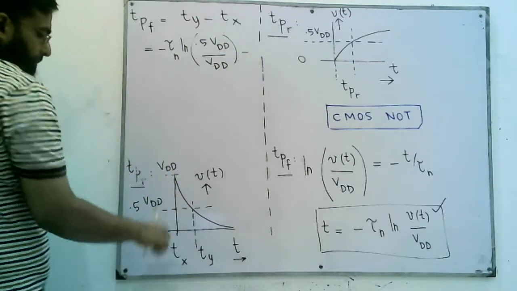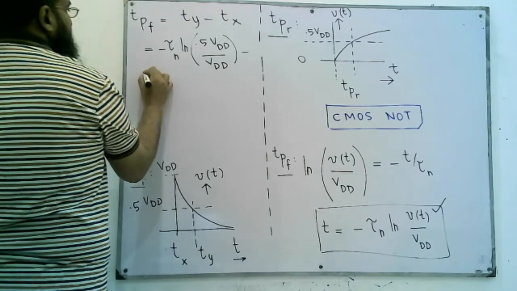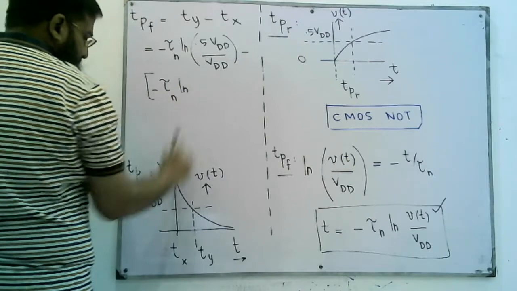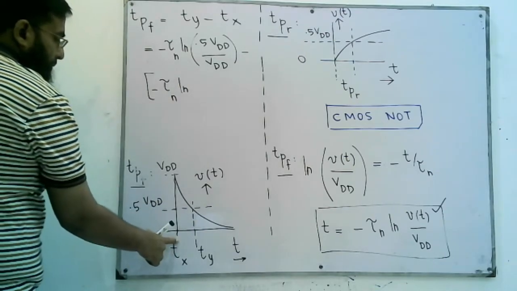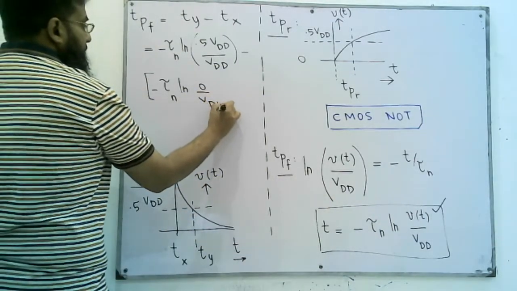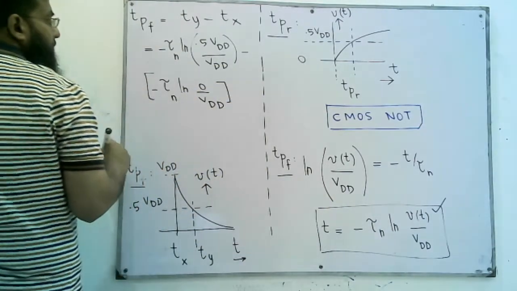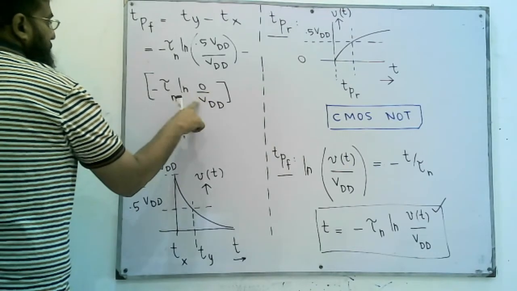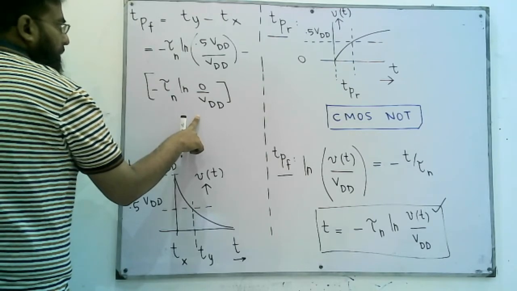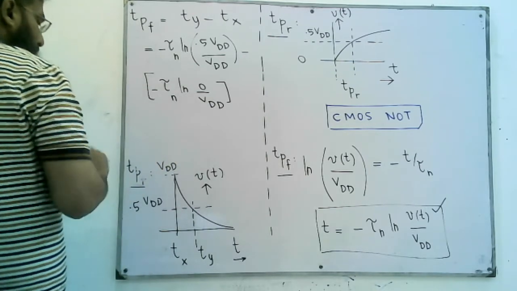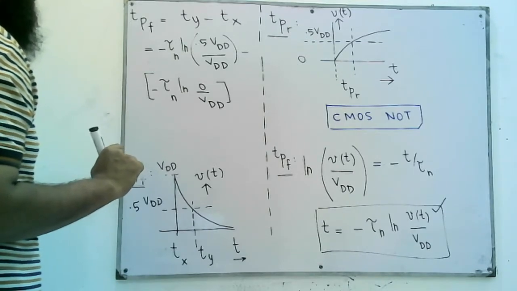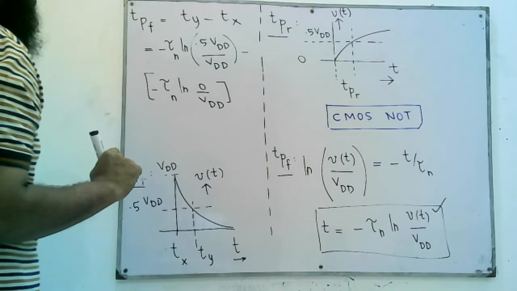Minus dx, which is minus tau n log of, it's the time at which the output is 0, so V of t is 0, 0 over VDD is 0, and log of 0 is not defined.